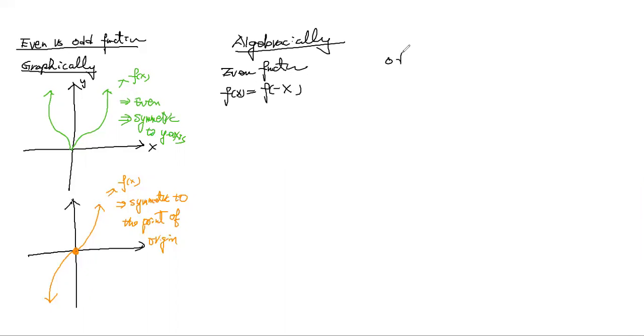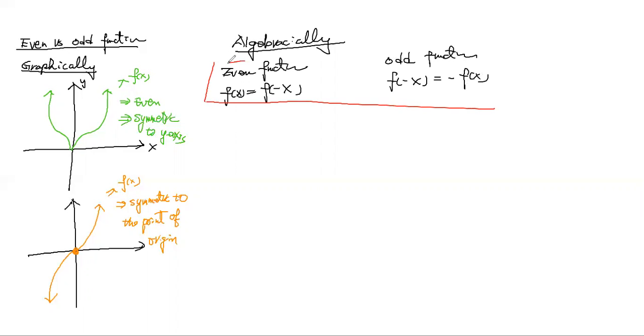For odd functions, algebraically, that means f of negative x is equal to the negative f of x. These are the two very important rules. You need to remember how to define even and odd functions.